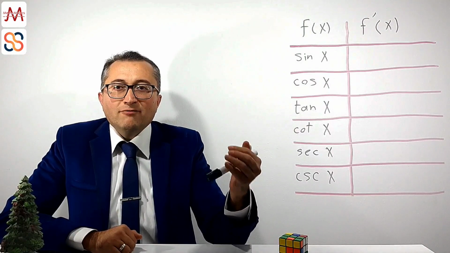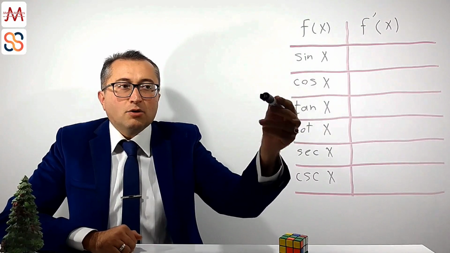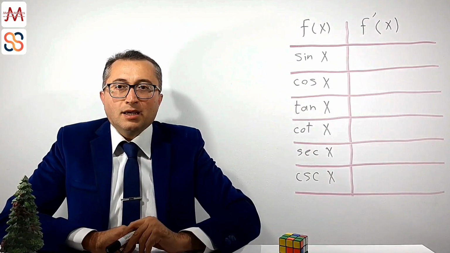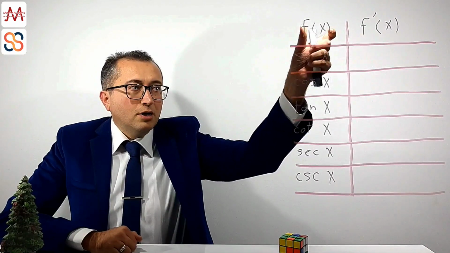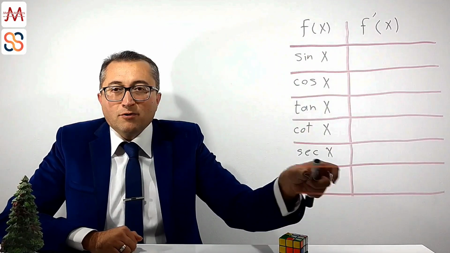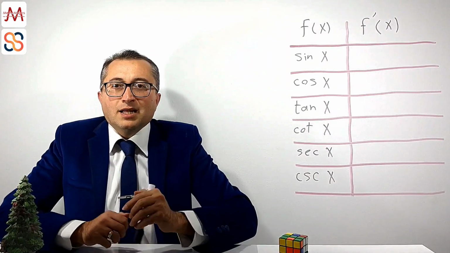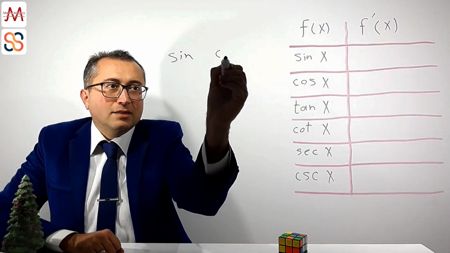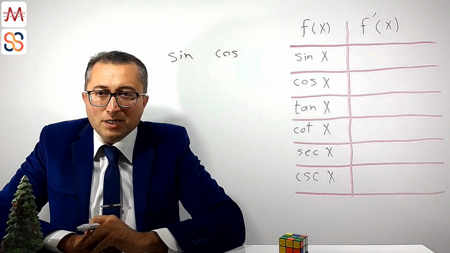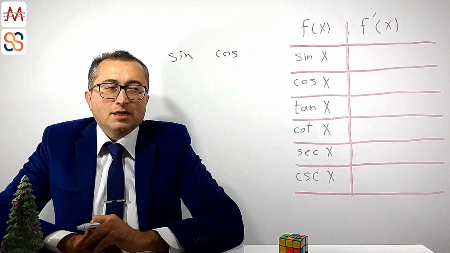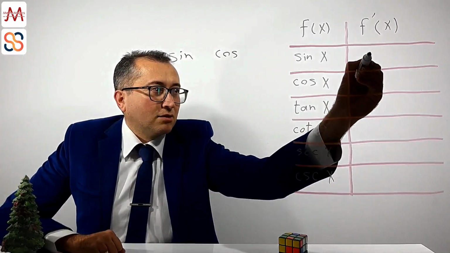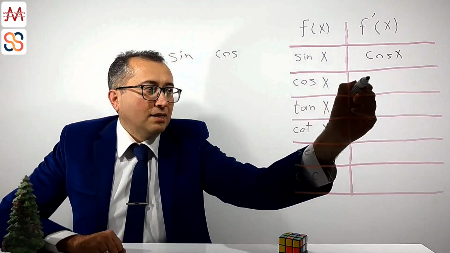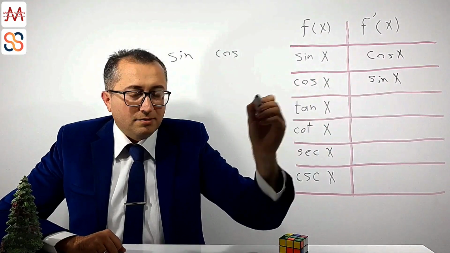You know, we have 6 main trig functions: sine x, cosine x, tangent x, cotangent x, secant x, and cosecant x. So, to be able to provide such a table for the derivatives, at first, let's assume that sine and cosine are best friends. So, the derivative of sine is cosine and the derivative of cosine is sine x.